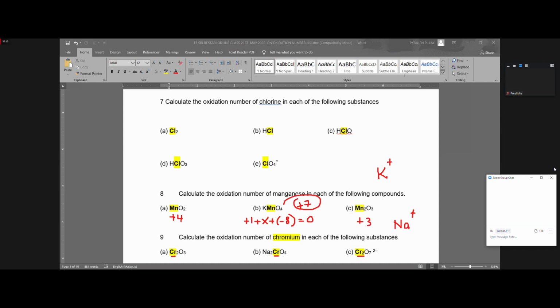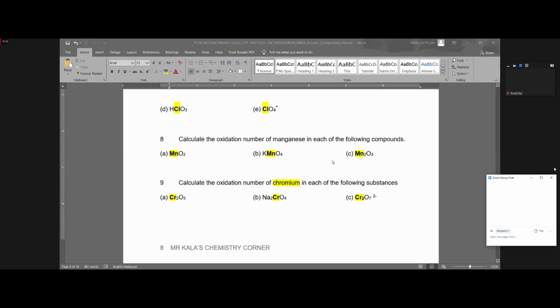Okay, we'll try number 9 now. Jaden, your turn. Number 9A, this is chromium. Plus 3, plus 3, okay. Then plus 6, plus 6, plus 6 again. So you see, one of the properties of a transition metal compound, this is a transition element, chromium, is that they have more than one oxidation state in their compounds. This is what I mean by that.